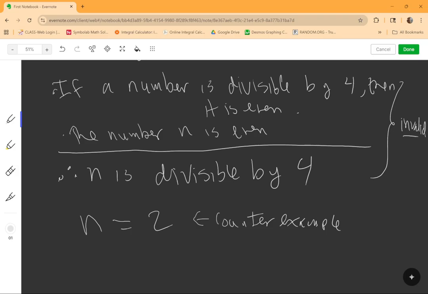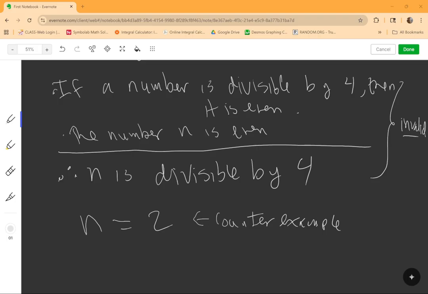So we could see an argument is invalid when the premises are true, but the conclusion can be false. And you just need to show it once, even though there may be values of n where this holds. By showing one, you've made this an invalid argument. All right?